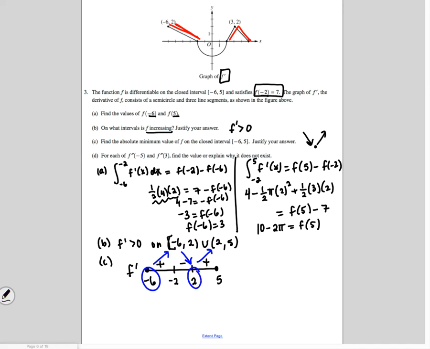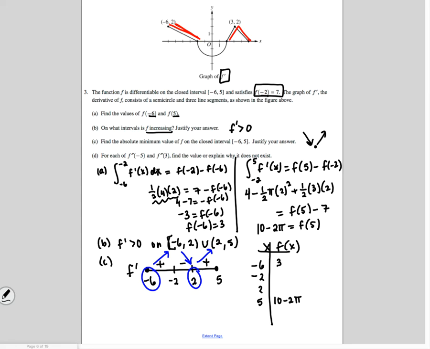But if we didn't have that number line, we could do what we call the candidates test. So we could have x values and f of x values. We already know some of these because we found them. These are our candidates, negative 6, negative 2, 2, and 5, the only critical values and the endpoints, right? And we found some of these. We found that f of negative 6 was 3, and we found f of 5 was 10 minus 2 pi.